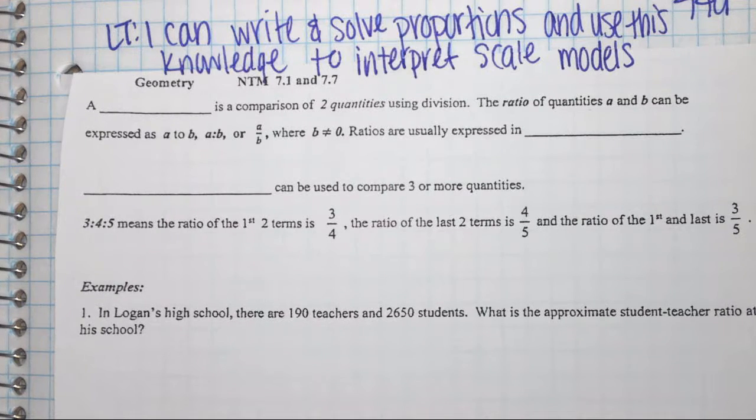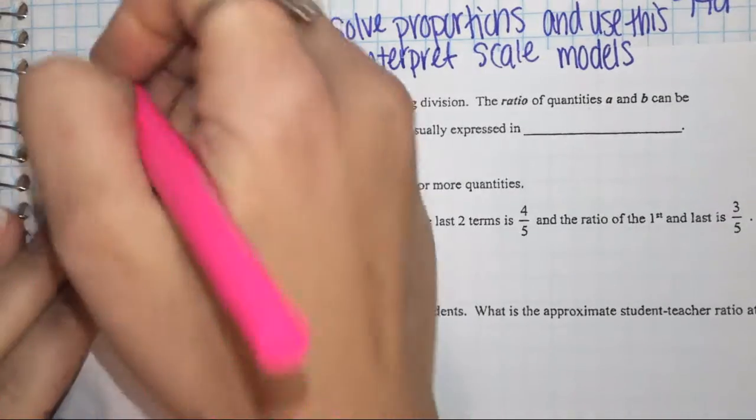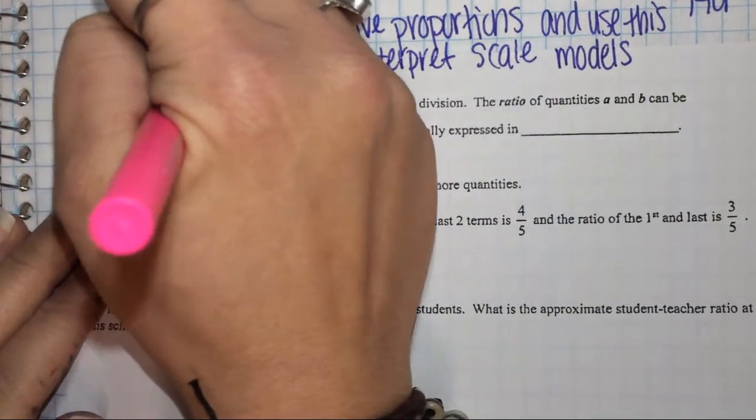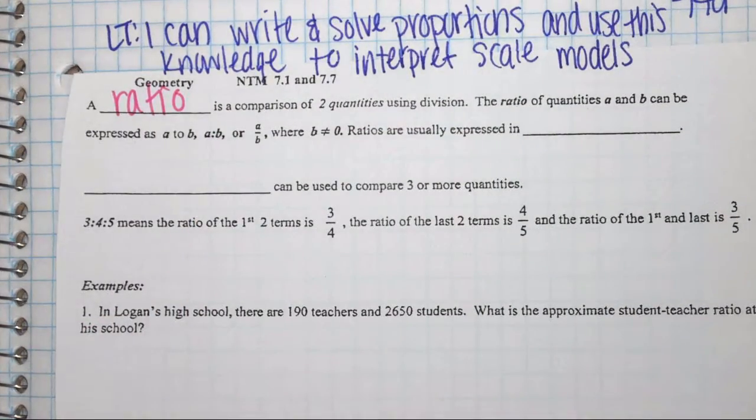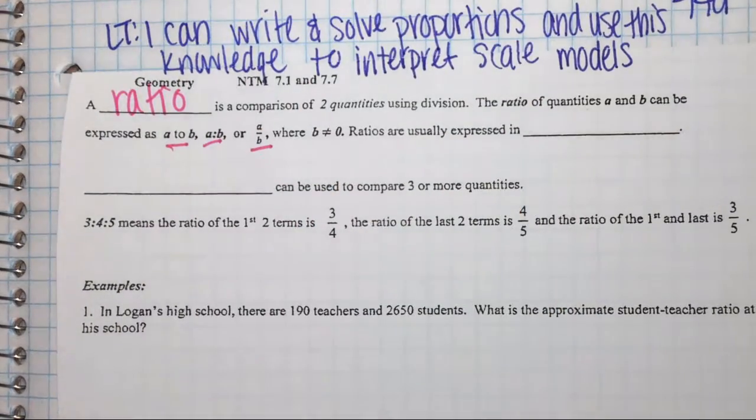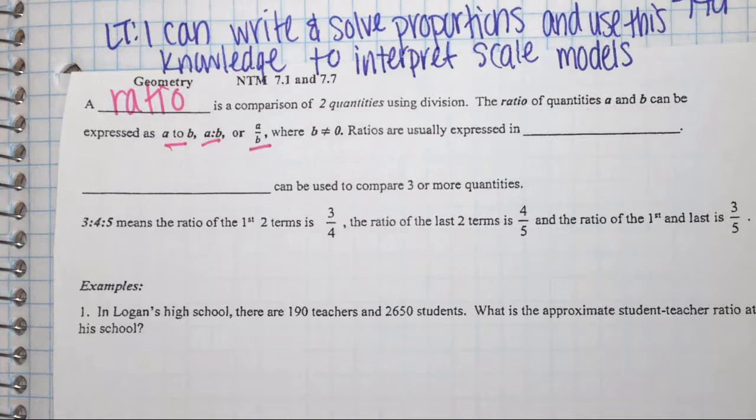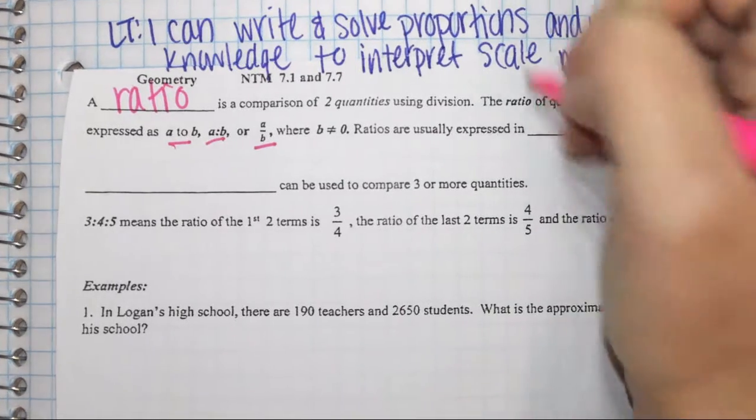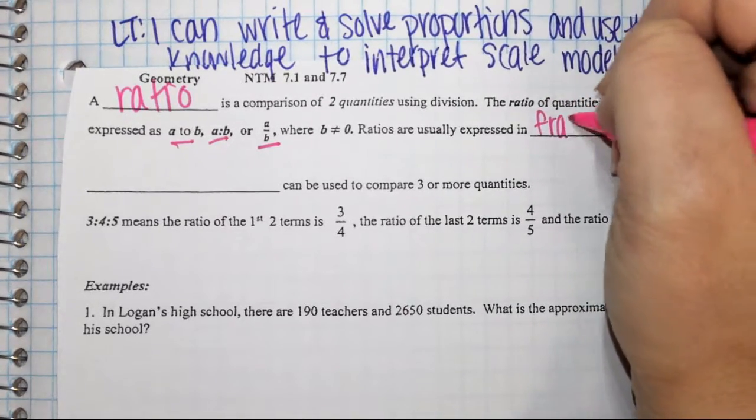On our first set of notes, it says a blank is a comparison of two quantities using division. That is a ratio. The ratio of quantities A and B can be expressed as A to B, A colon B, or A divided by B, where B does not equal 0. Ratios are usually expressed in fractions.